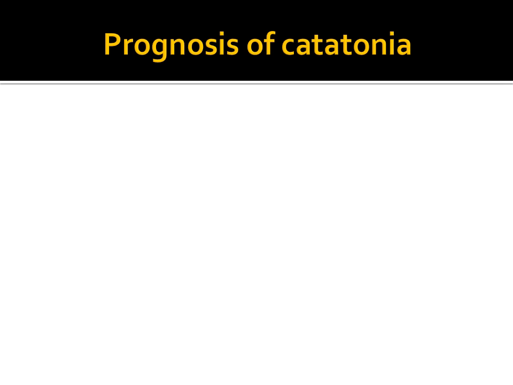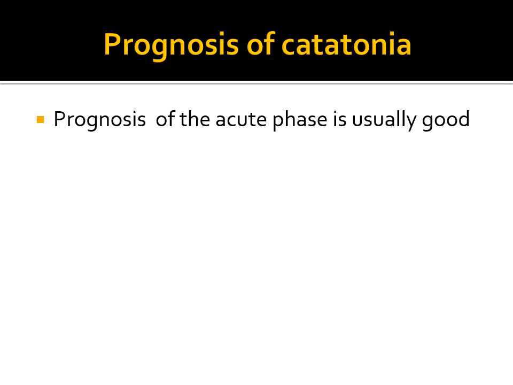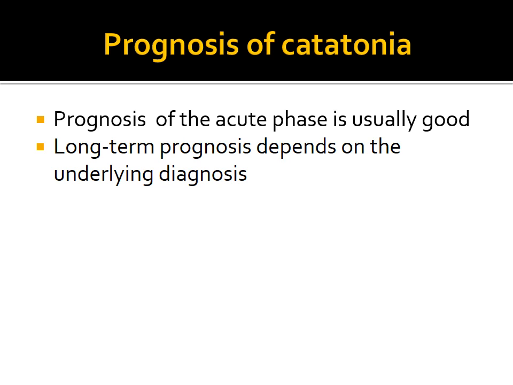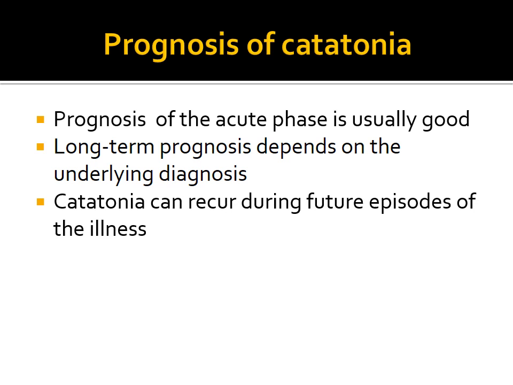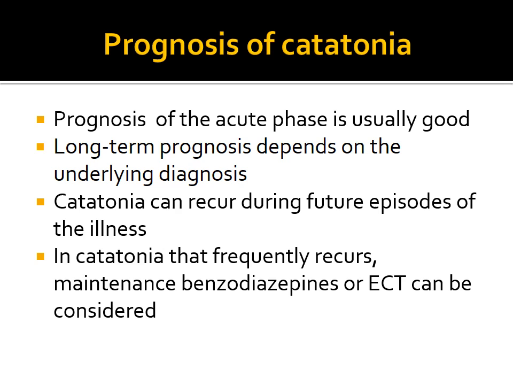What is the prognosis of catatonia? The prognosis of the acute phase is generally good. Long-term prognosis would depend on the underlying diagnosis. Catatonia can recur during future episodes of the illness. So a patient with a previous history of catatonia during a psychotic episode may be at increased risk of developing catatonia during future psychotic relapses also. In catatonia that frequently recurs, maintenance benzodiazepines or maintenance ECT can be considered.